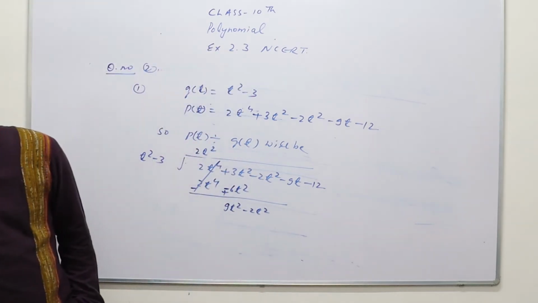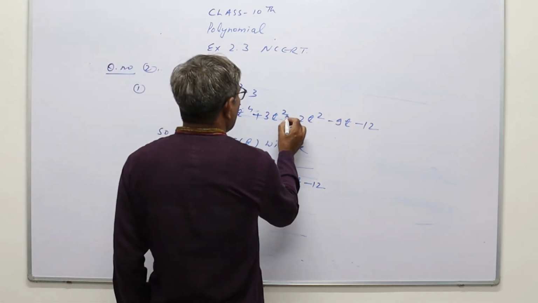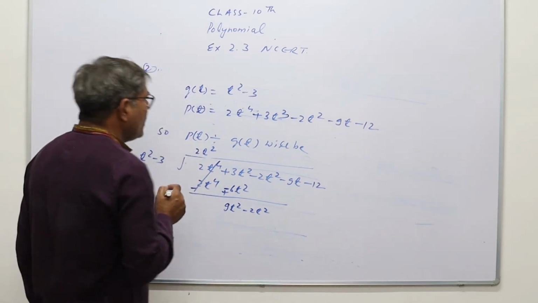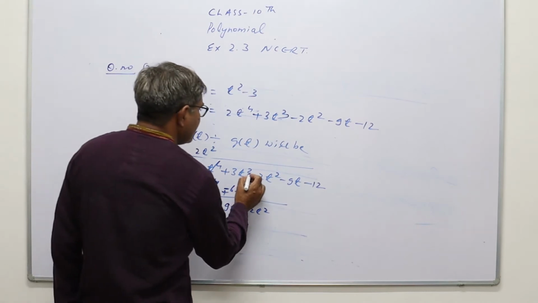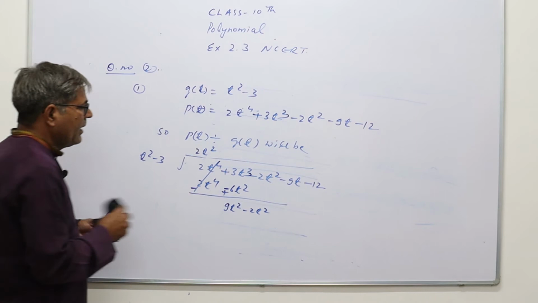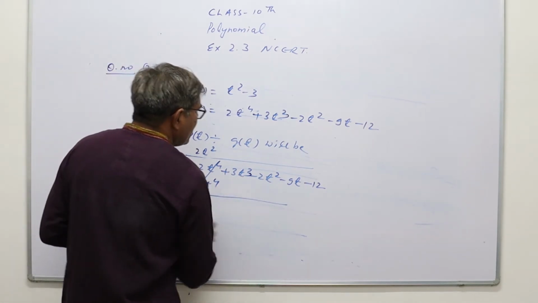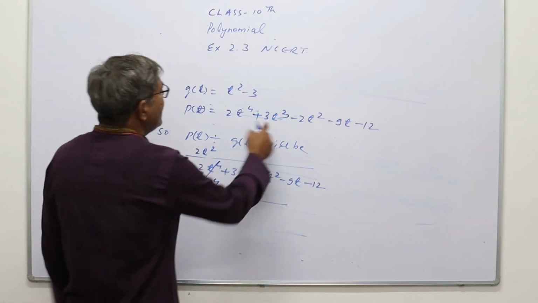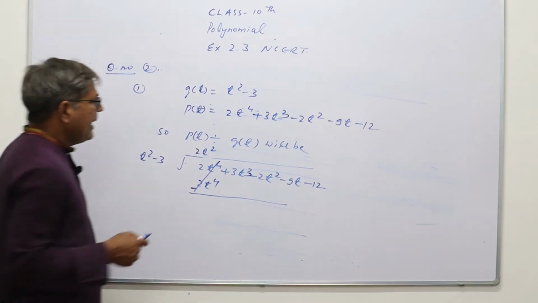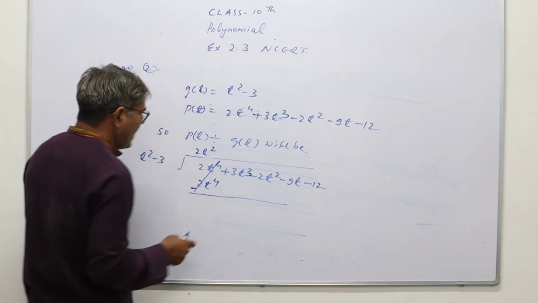Something is wrong. Here it was 3t cube, not 3t square. Sorry, by mistake we wrote it wrong. Here it was 3t cube, and then minus 2t square.